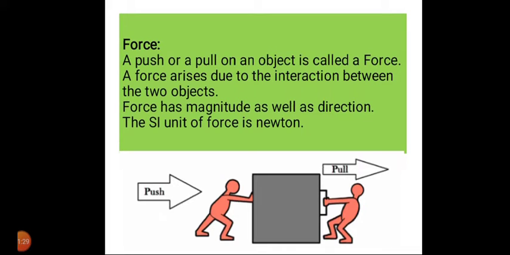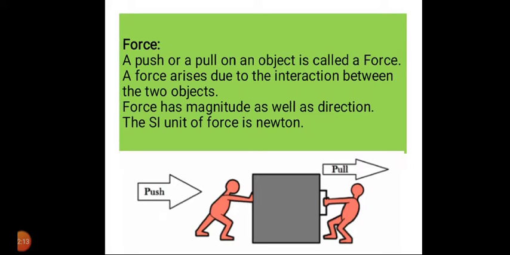Okay, now the question is, students, how does force come into play? Means how is the force arrived at? Simply, a force arises due to the interaction between two objects. So how will the interaction take place? Let us consider an example. The example is a block, where one person is pushing it and one is pulling it. So there is an interaction between the object and a man, due to which the force arises.